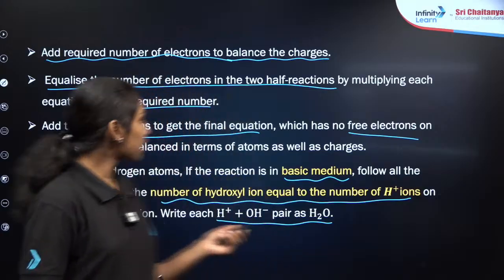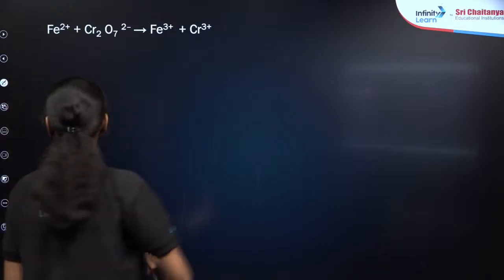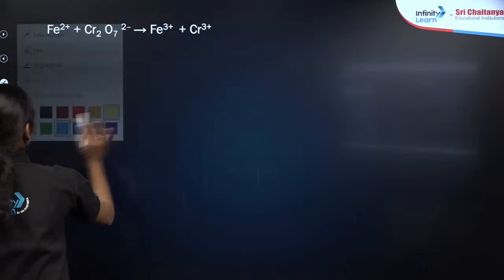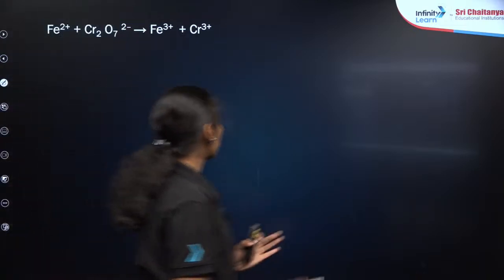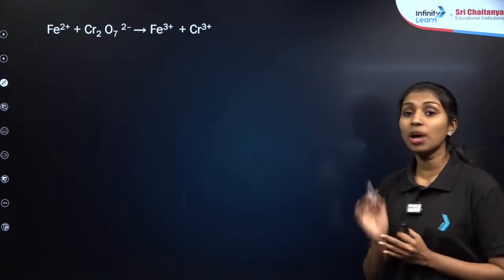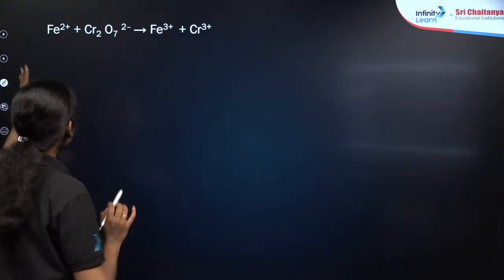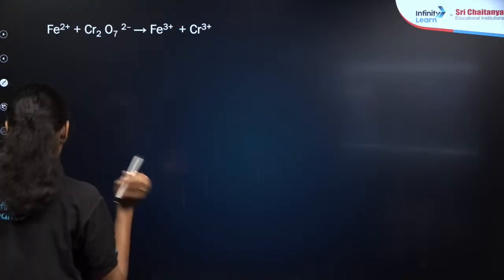Clear? Can we move to the example? Here is the example for you. The reaction is given here. You have to balance this particular reaction according to the half reaction method. What is the first step? First, you have to write out the skeletal equation here. Then find out the oxidation numbers.